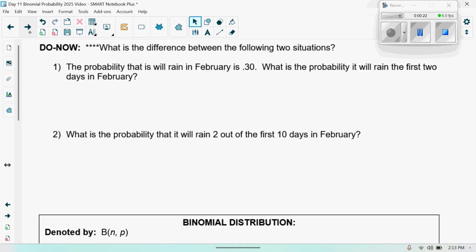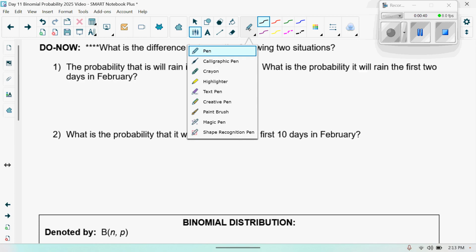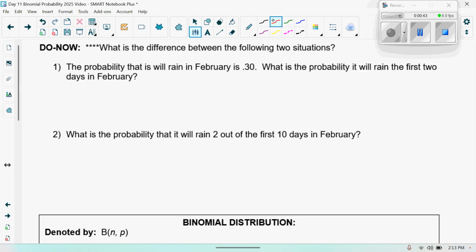So the first thing you need to consider is the following. What is the difference between the following two situations? Let's say the probability that it is to rain is going to be 0.3. What's the probability that it will rain the first 2 days in February? So when you're thinking about the first 2 days, we're talking about the probability of it raining and it raining. So rain and rain. If we know that it's the first 2 days of February, we're specifying that it's going to rain on the first day and it's going to rain on the second day.